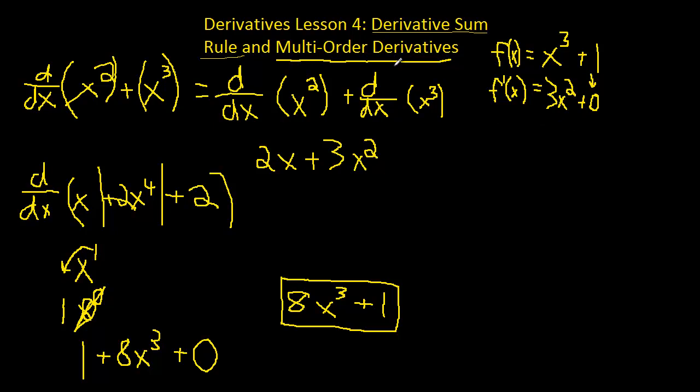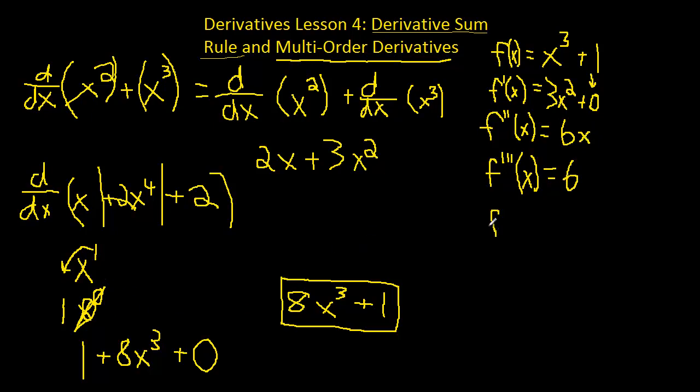But then a multi-order derivative says that this is a first order. Let's go to the second order derivative. We have 2 marks there. It's the second derivative. So then the 0 is done. We can bring this down: 6x. The third derivative is 6, because the x goes to 1 like we saw over here.